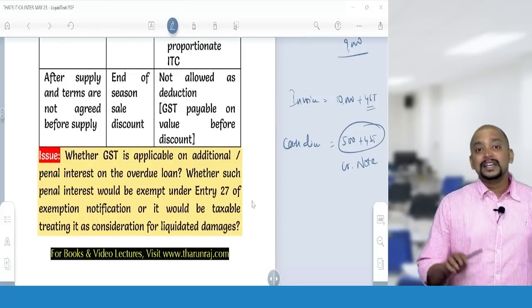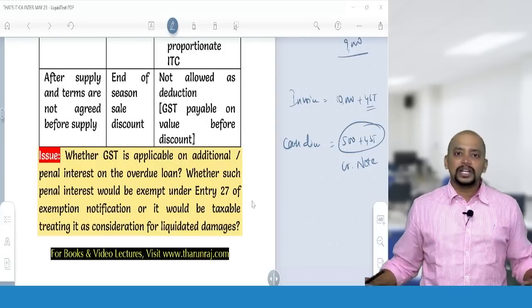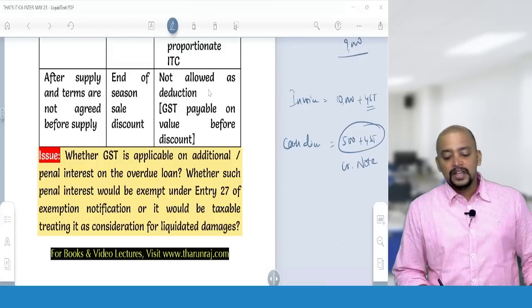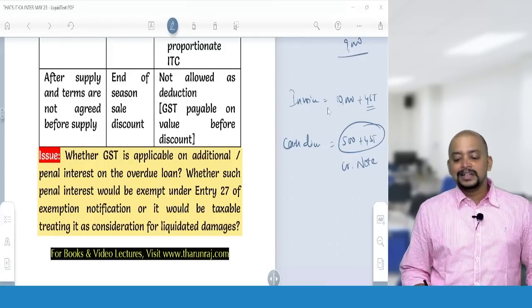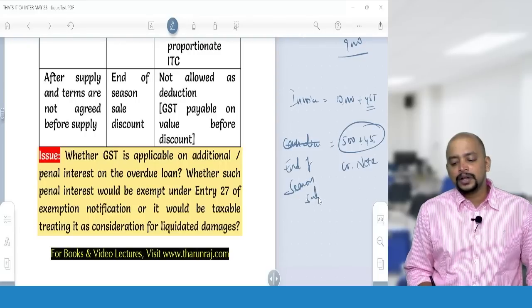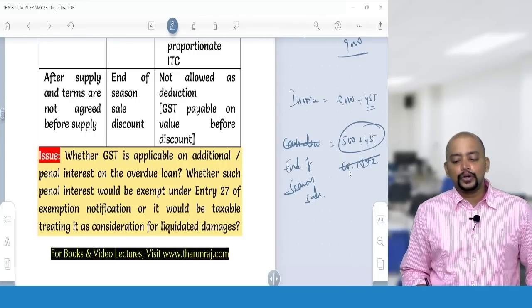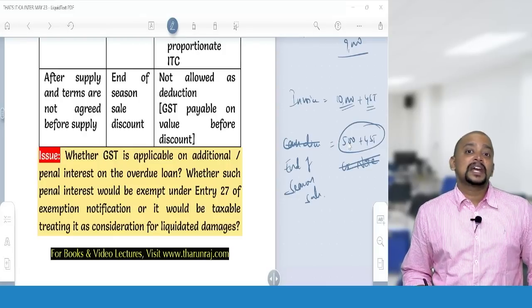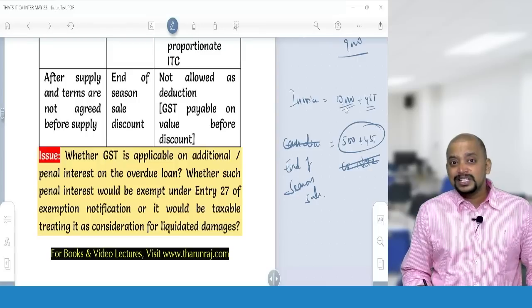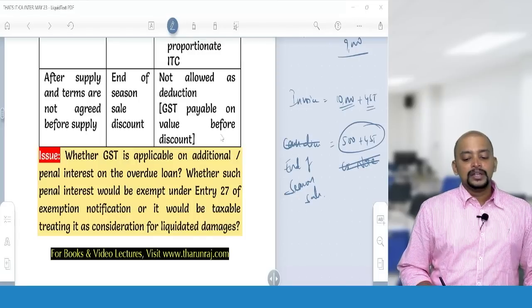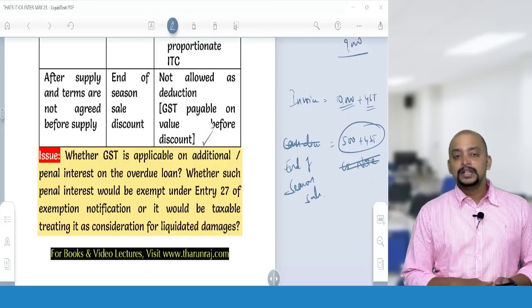Suppose the discount is given after supply and the terms are not agreed before the time of supply, like end of season sale discount, that discount is not allowed as deduction. Which means that in this case here, instead of cash discount, this is some end of season sale discount. In this case, can a credit note be issued? No, credit note cannot be issued. Then GST will be payable on entire 10,000. So even though we are receiving 9,500 plus GST, the GST should be computed on entire 10,000. The reason being, this discount is not allowed as a deduction. So GST payable on the value before discount. So this is the exclusion.